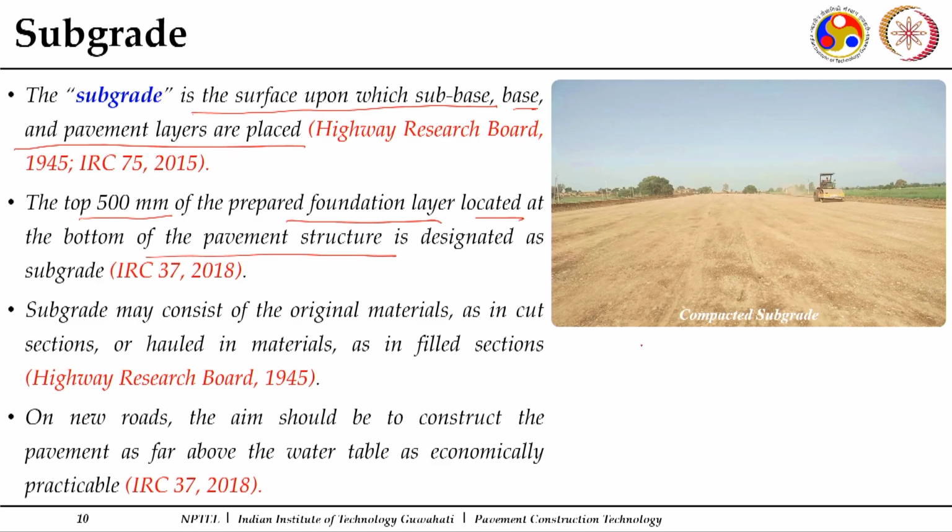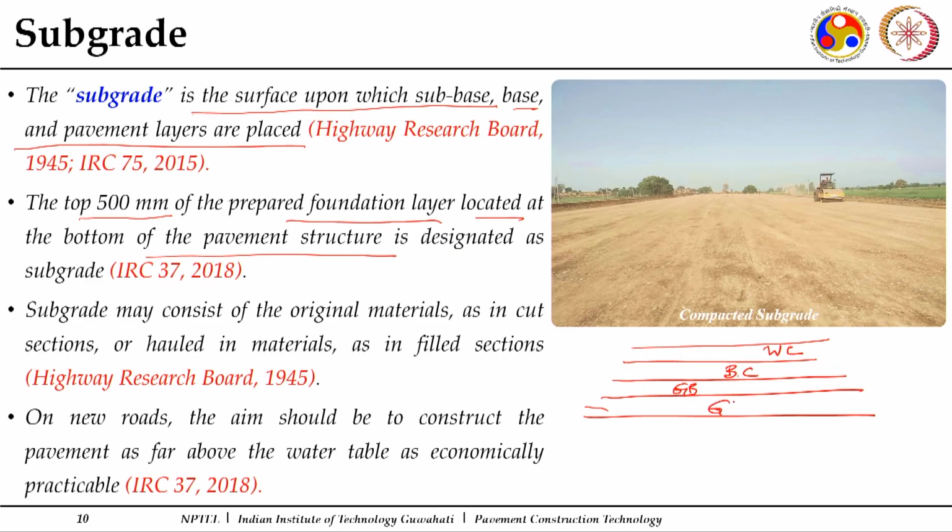So if you have, say, on the top, my wearing course, I will say wearing course, then I will have a binder course, then I will have a granular base course, then I will have a granular subbase course. After this I need, say, around 0.5 meter of your subgrade. And the granular subbase course, here I am showing just as one layer.